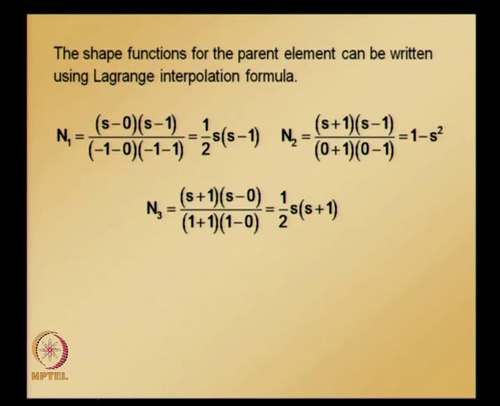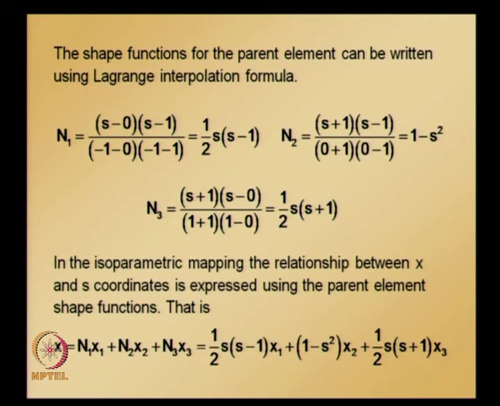So, in isoparametric mapping, the relation between x and s coordinates is expressed using the parent element shape functions. By this relation, x is equal to, here there are 3 nodes, so i takes values 1, 2, 3. So, x is equal to the sum of Ni xi, or N1 x1 plus N2 x2 plus N3 x3. Substituting N1, N2, N3, the shape functions of the parent element, we get this expression where x1, x2, x3 are the locations of the nodes in the actual element.